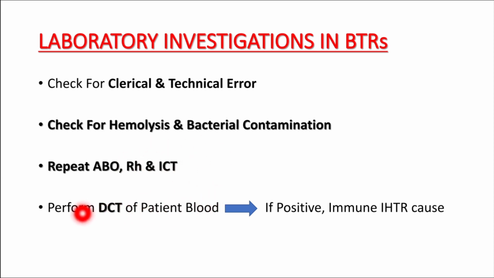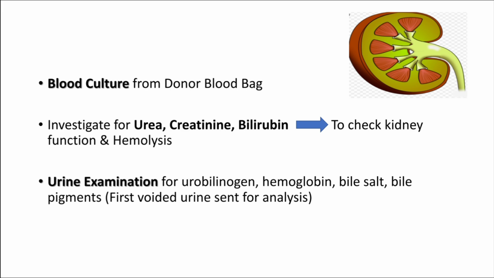All right. Additionally, the patient's direct Coombs test also can be done to check for irregular antibodies. If the DCT of the patient is positive, then obviously the cause is an immune hemolytic transfusion reaction, meaning an immune reaction is occurring. If an immune reaction has occurred, then obviously the patient's DCT will be positive. All right. Now suppose you are suspecting bacterial contamination as a cause. To check for bacterial contamination, you can do a blood culture as well. So send the blood back for blood culture, right?